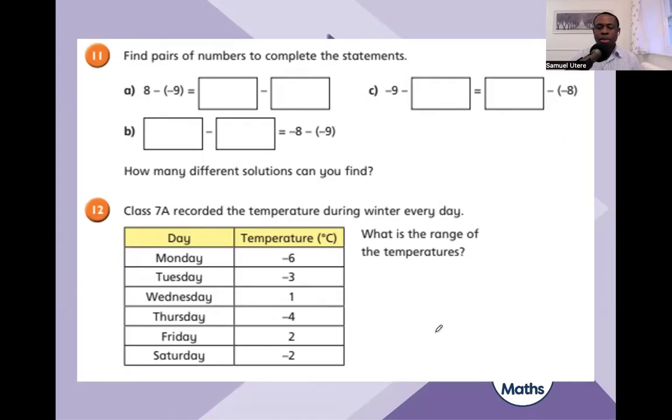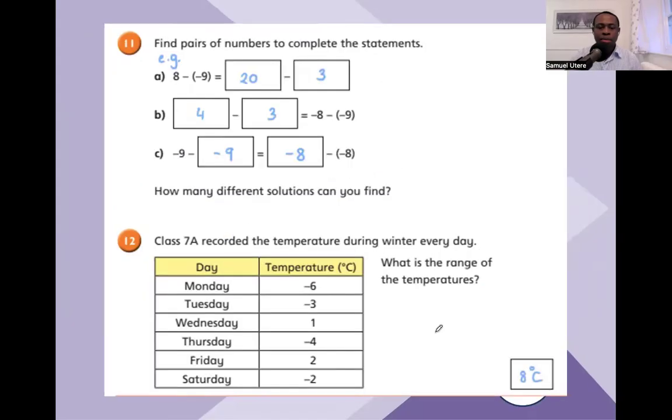Assuming you've paused the video and you've answered the questions, here are the answers. So mark your work and celebrate your success. So here you were asked to find pairs of numbers to complete these statements. So remember, you can have more than one answer.